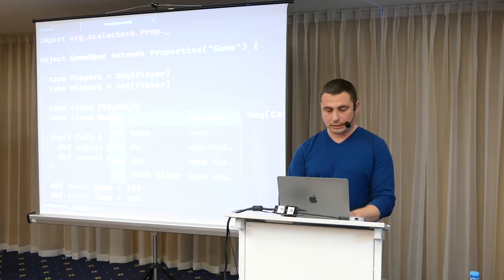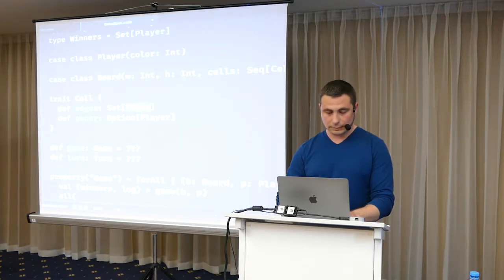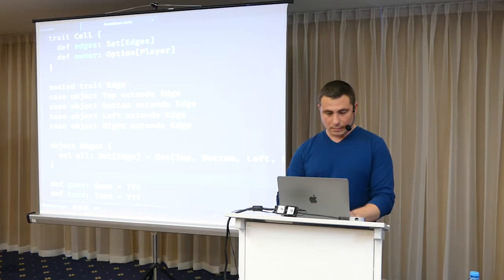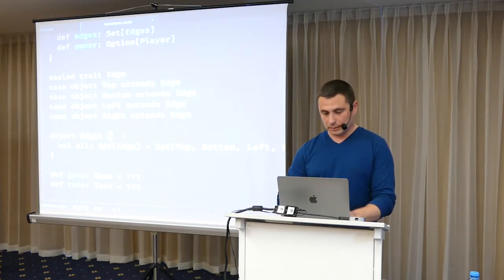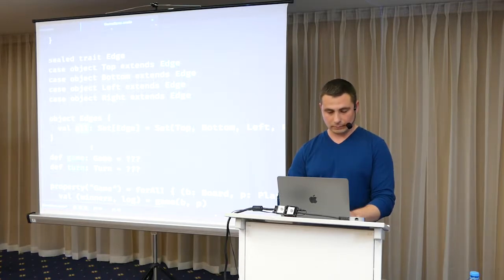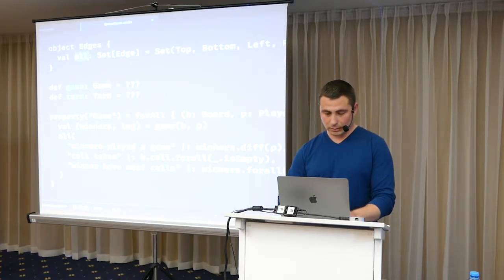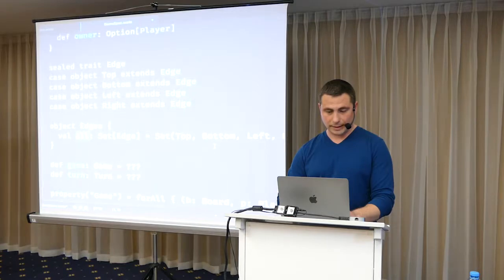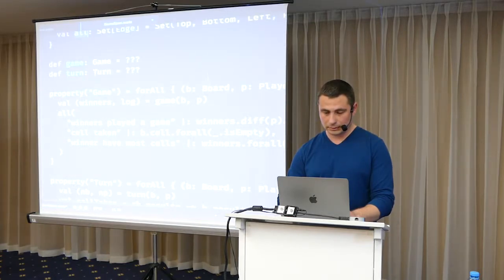To differentiate, let it have a color. And we need the definition of edge. Let's model it like an ADT, like bam. Four of them: top, bottom, left, right, and all of them, like definition. So now we kind of defined all of the types we used here.